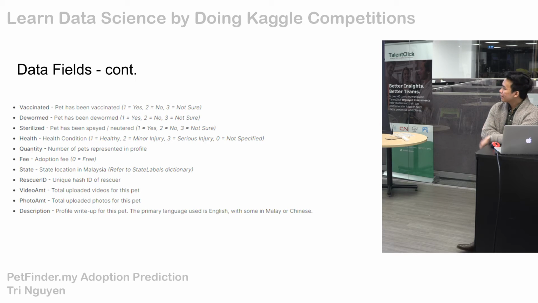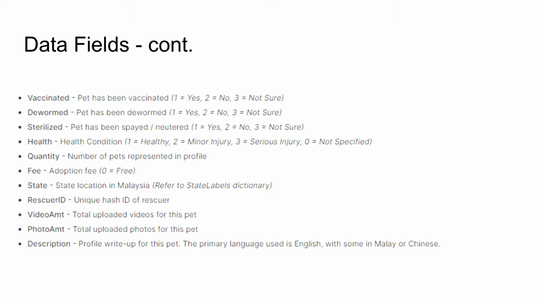And then you also have information relating to the health of the pet, like whether the pet is vaccinated, dewormed, or sterilized, as well as the fee, the number of videos uploaded for the pet, the number of photos, and also a text description by whoever put it up there. It's interesting because the majority, I believe, is in English, but some would be in Malay or Chinese.